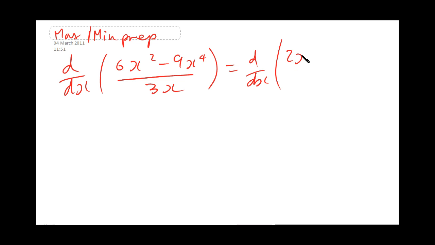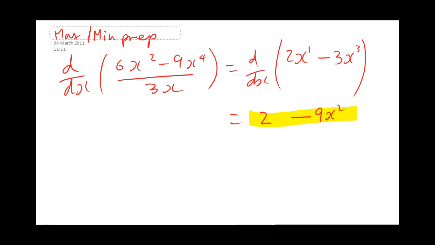So I'm going to get 2x: 6x squared divided by 3x, 6 divided by 3 is 2, x squared divided by x is x. Minus 9 divided by 3 is 3, x to the 4 divided by x is x cubed. So find the differential of that, so 2x just goes straight to 2. Imagine taking 1 off the power. If it's x to the 1, that becomes x to 0. Remember, we times by the power, 2 times 1 is 2. x to 0 is just 1, so we've got 2 times 1, which is just 2. Times by the power is 3 times 3 is 9. Take 1 off the power, x squared. And that's our answer.